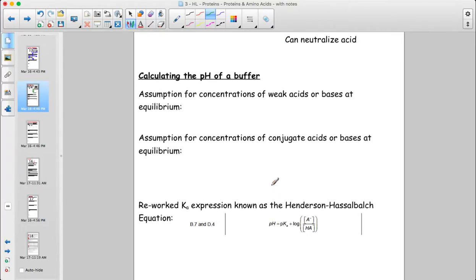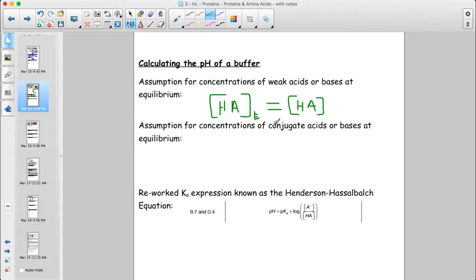Now, the calculations for the pH of any buffer, a little bit random, but IB is going to perhaps ask you some buffer calculation questions right here, is based on some of those ideas that we've done before. First off, if you think about the concentration of any weak acid or any weak base, we're going to assume that its concentration at equilibrium is equal to its initial concentration. So you're always going to be allowed to assume that when you have a weak acid or a weak base, their concentration is whatever you're told in the question.